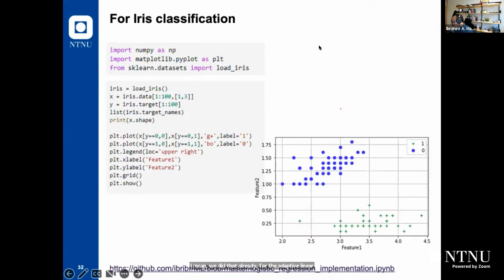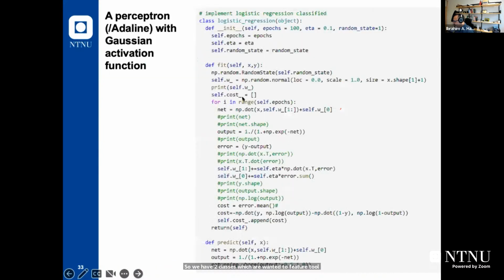For the iris dataset, this is the iris dataset for the first two classes. Okay, the scikit-learn dataset. In this iris dataset, we have two classes, feature 1 and feature 2. I just asked you to use logistic regression for this problem, but we use the adaptive linear unit or a perceptron. This is the example which we did last time, but in this case, we use it with a Gaussian activation function. Because for a perceptron, we use a step function. But if you replace the step function with a Gaussian, it will be an adaptive linear unit.